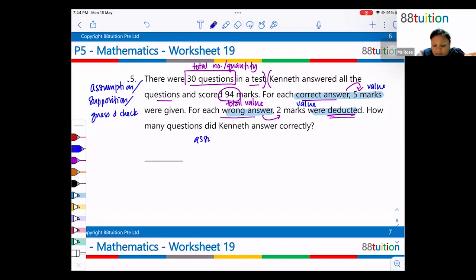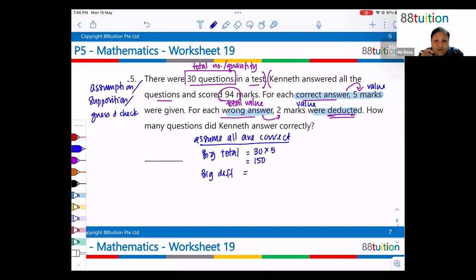So you must assume all are correct. So when you assume all the questions are correct, that means you need to find the big total. So the big total would be, assume all 30 questions are correct. Then that means Kenneth will get a total of 150 marks. But did he get the 150 marks? No, he didn't. So you need to find what is the big difference.